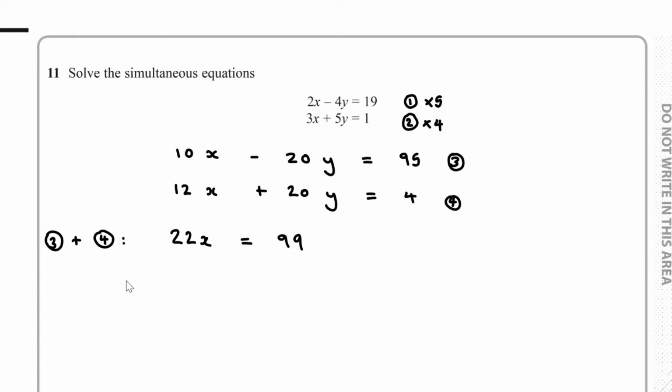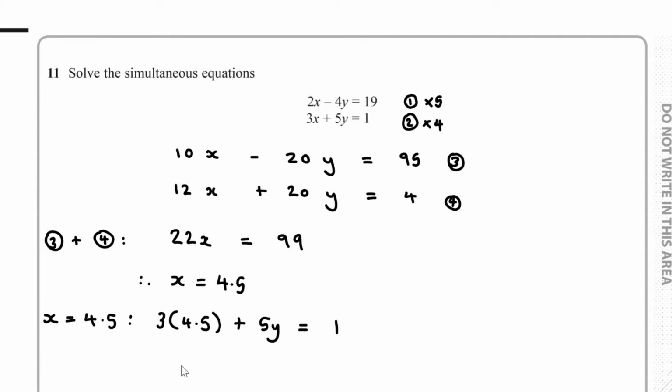So 22x is 99, and therefore x is equal to 99 over 22, which is 4.5. Now when x is equal to 4.5, we can substitute this into any of these equations to find the corresponding value of y. For example, let's substitute into equation 2. We've got 3 lots of 4.5 plus 5y equals 1.